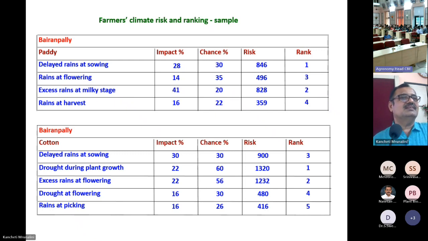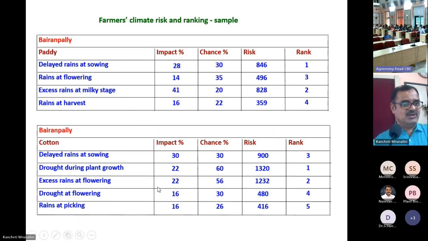And the next one is the rainfall occurrence at the time of milky stage. Milky stage rainfall means cloudy weather will be there, then filling will be affected. That means ultimately test weight will be affected. That is the weight of individual grain. Understood? So that is the risk.